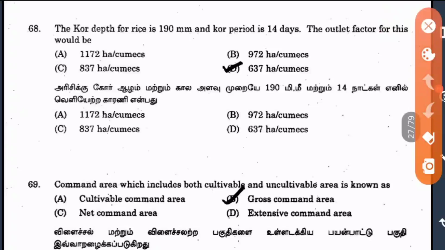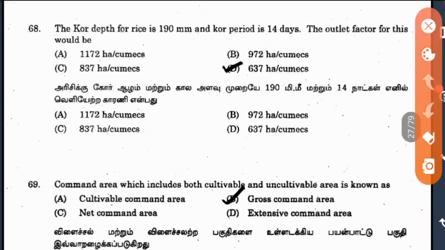68. The core depth for rice is 190 mm and core period is 14 days. The outlet factor for this would be what? Okay, so when you read the question, you cannot relate it to the formula because it's given in different terms: core depth, core period, and also outlet factor. But it's actually the formula which we use for finding the delta and base period, no? So that formula is what is given here.